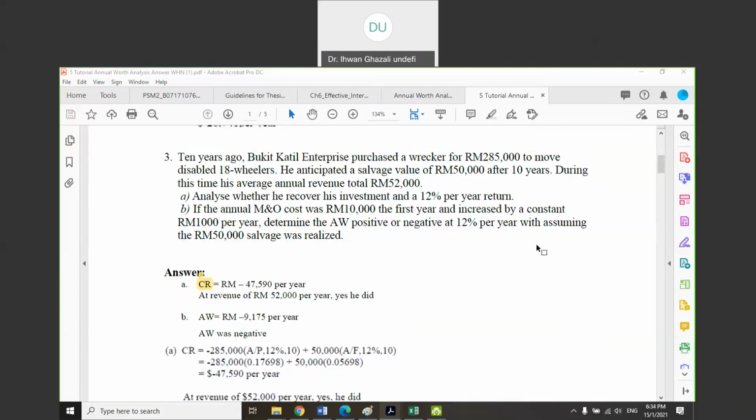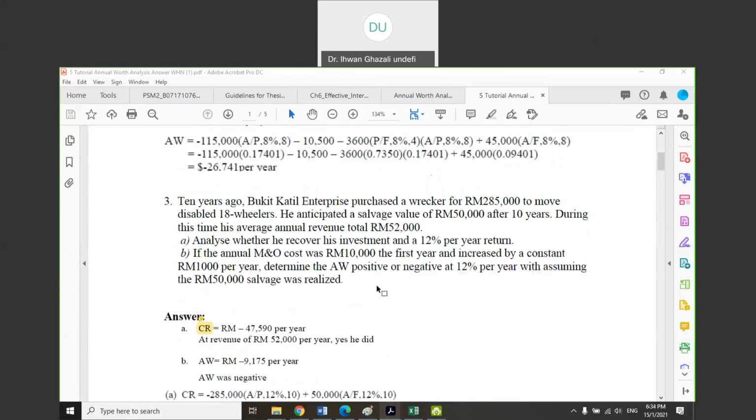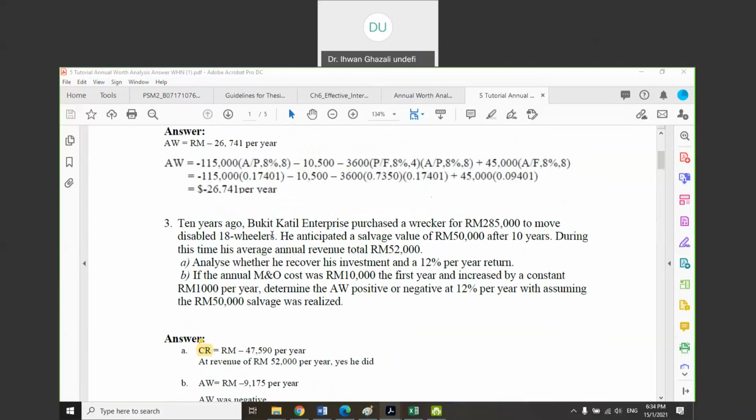Okay, the next is about, I will try to read to you. 10 years ago, Bukit Katil Enterprise purchased a worker for 285,000 ringgit Malaysians to move disabled 18 wheels. He anticipates a salvage value of 50,000 ringgit after 10 years. So this one salvage is 50,000 after 10 years.